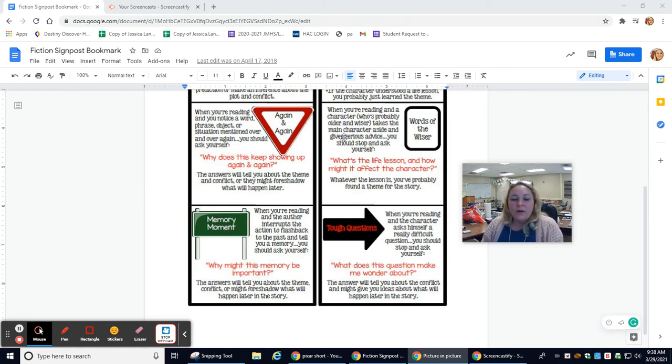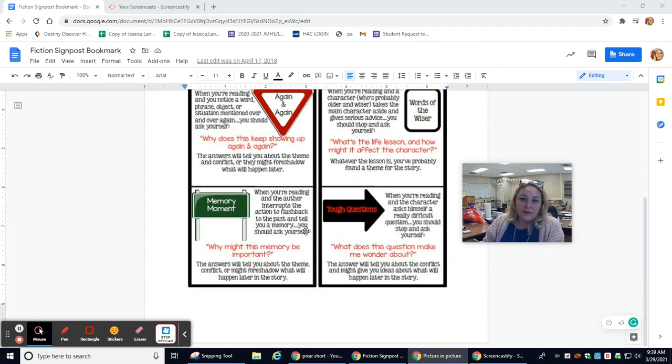So the words of the wiser, like when Dumbledore talks, or sometimes when Hagrid talks, they are the wise people, Mrs. Weasley. So when they say something, it's best for us to question, like, things are going to get harder, Harry. The storms are coming, right? What life lesson and how might it affect the character? How does Hagrid's warning that war is coming affect the character's perspective?